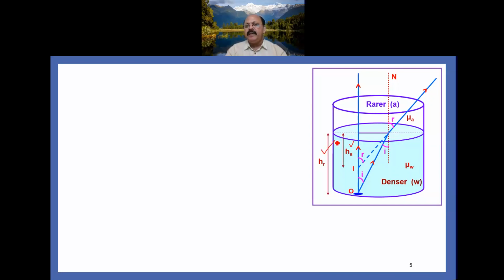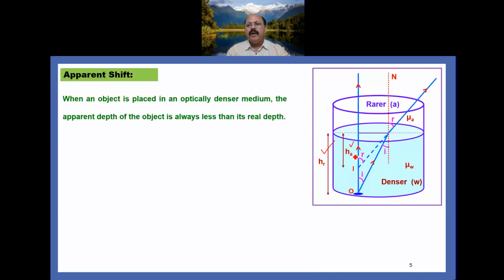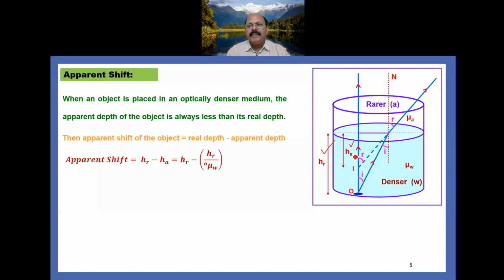Then the difference between these two depths, that is real and apparent depth, will give you the apparent shift or normal shift. So that's why we say that the apparent shift of the object is equal to real depth minus apparent depth, that is small hr minus small ha. But ha that we have already calculated, which is equal to real depth upon refractive index of water with respect to air. So we have to write in place of ha, hr upon aμw, and then hr we have to take common from here.